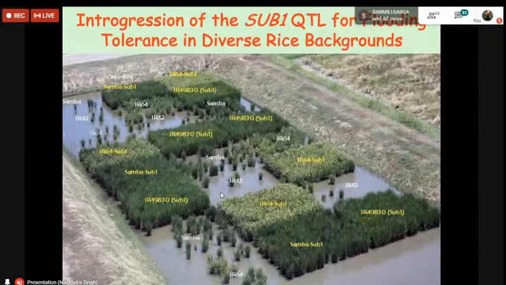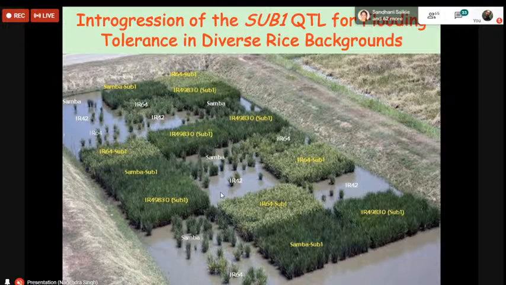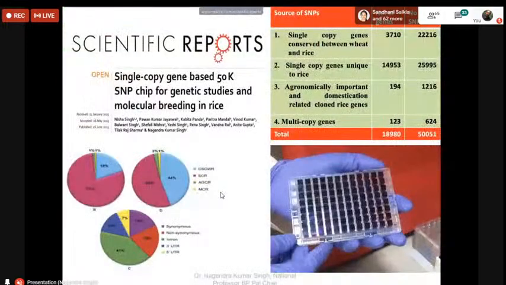Then we also have IR64, Samba Mahsuri, BR11. Globally, there are a number of varieties which have been developed following this approach. So I'm not going into detail.